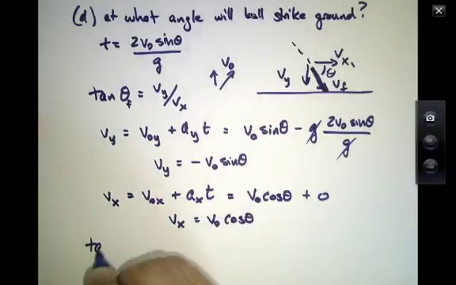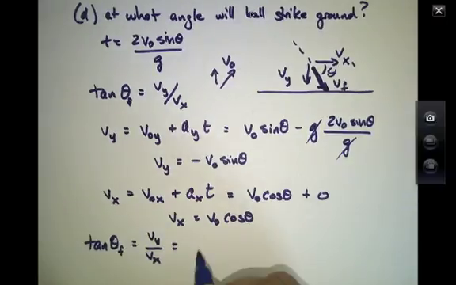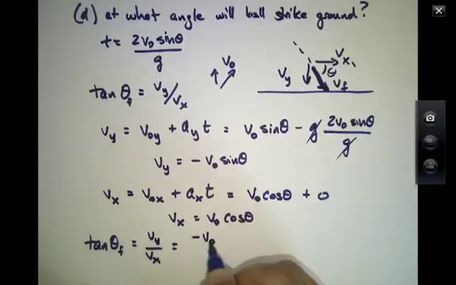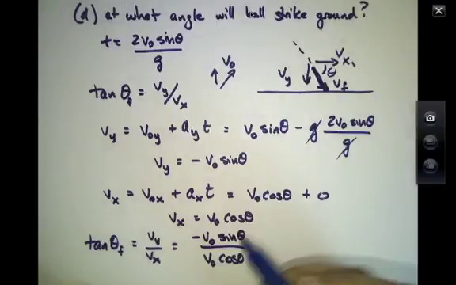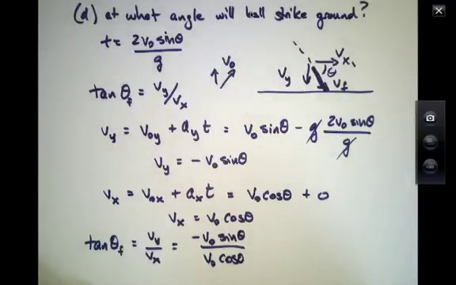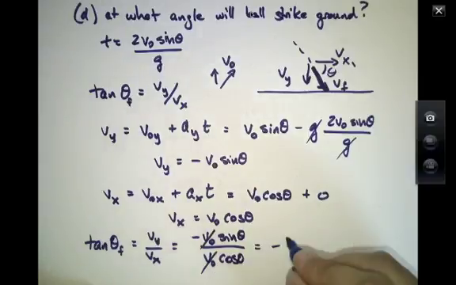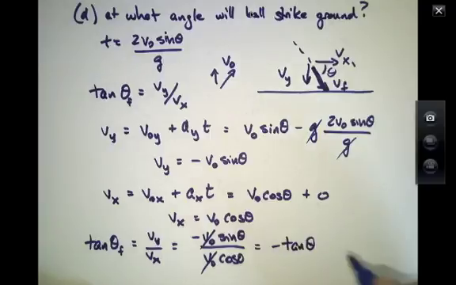This says that tangent theta at the end, the final tangent theta, if I take that ratio, is minus V naught sine theta over V naught cosine theta, just inserting for what Vy at the end is and Vx at the end will be. Notice that the V naughts cancel, and this is minus tangent of theta. So when does this final angle have a tangent that's minus the initial angle? It happens when theta final is equal to minus the initial angle. In other words, the ball is heading down at the same angle as it was heading up.